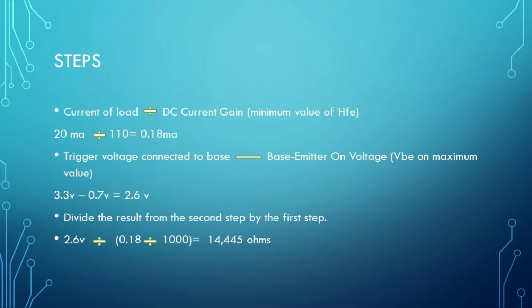Remember, I am going to use it in amperes, not milliamps. So I have to divide the 0.18 by 1000, which should give a value like 0.00018. You can approximate it to 0.0002. So you divide 2.6 volts by 0.00018, and you will get about 14,445 ohms.